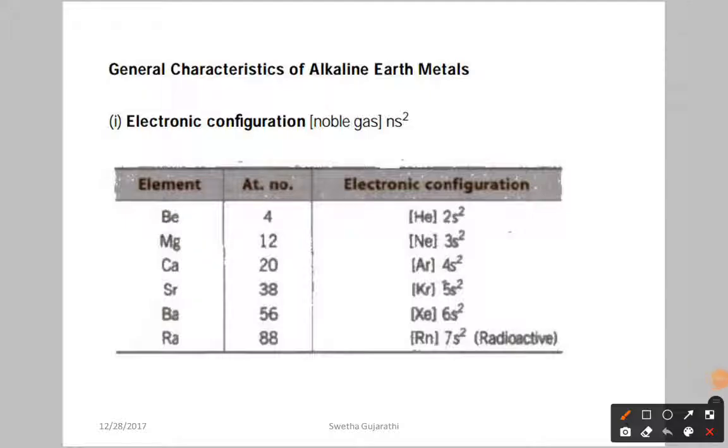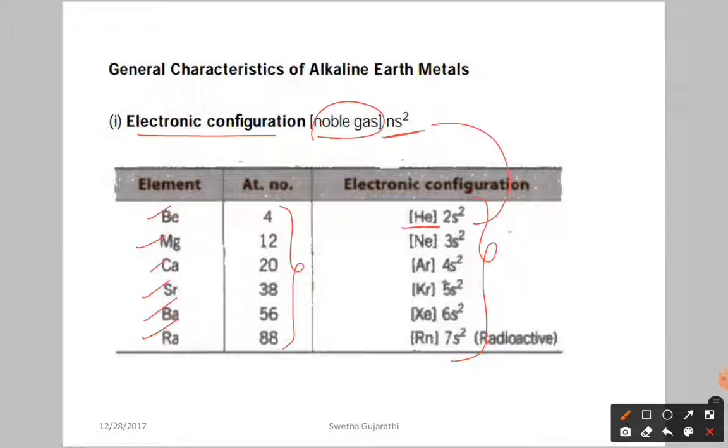Here, if you see the general electronic configuration, along with the noble gas configuration, the outermost valence shell configuration we have is ns2, isn't it? Let us see the elements we have: beryllium, magnesium, calcium, strontium, barium and radium. These are the atomic numbers of the particular elements, and as you know very well, along with the noble gas we have the outermost electronic configuration ns2.